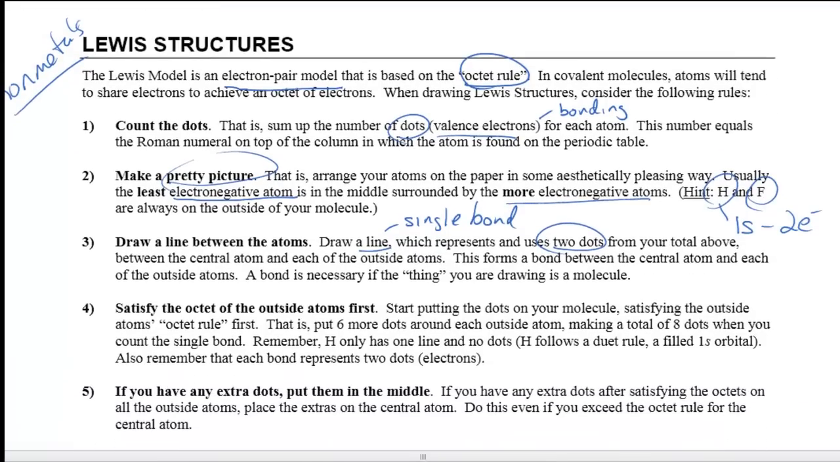All right, now we're going to try to satisfy the octet rule with our remaining electrons. We're not going to use all the electrons to make these bonds. We're going to have electrons left over. And we're going to satisfy the octet rule by putting dots on the outside atoms first. We're going to put these in pairs. So these pairs of electrons around the atom are only going to be on that particular atom. They're not going to be shared. We call those lone pairs of electrons.